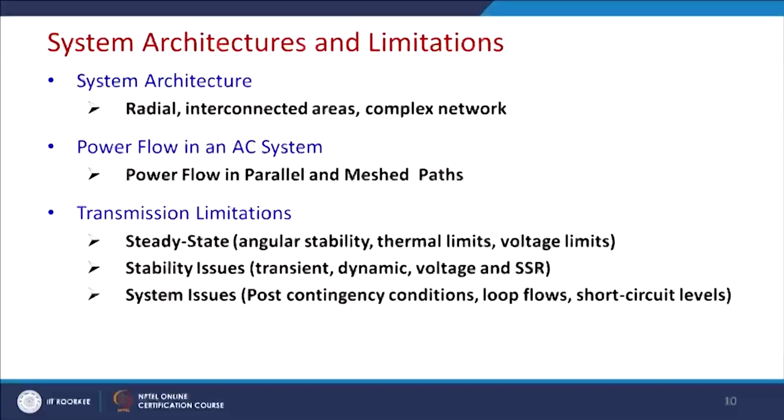Generally, transmission lines have different kinds of architectures: radial, interconnected and complex networks. Power flow in the AC system, power flow in parallel and mesh paths, and transmission line limitations. The steady state limitations are angular stability, thermal limits and voltage limits. What are these? Angular stability: as we explained in the previous slide, the power transmitted is given by V1 V2 by X sin delta. For this reason, there is angular stability, and delta cannot be more than 90 degrees. Then there are thermal limits, which we have estimated in a conservative way, based on the worst case conditions.